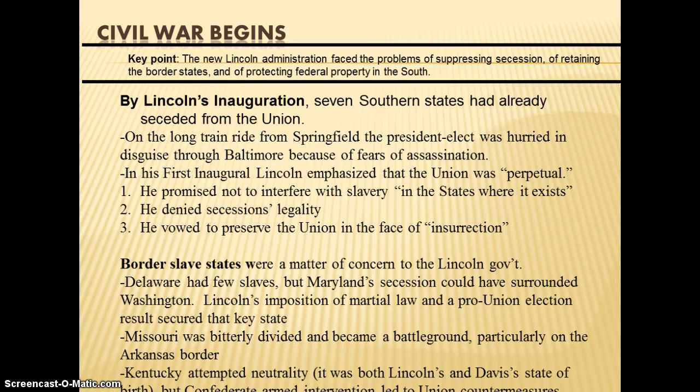Missouri was also bitterly divided and became a battleground, particularly on the Arkansas border. Remember, Missouri was slave when it entered the Union, as Maine entered free in 1820. And then finally, we have the situation with Kentucky, but I see I'm about to run out of time, so we'll pick back up right there.